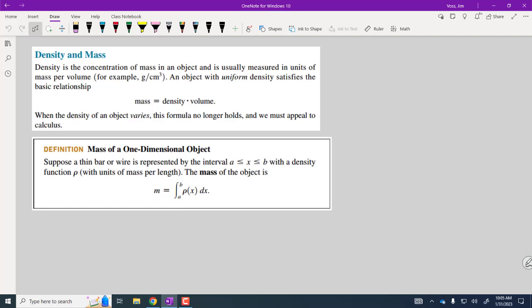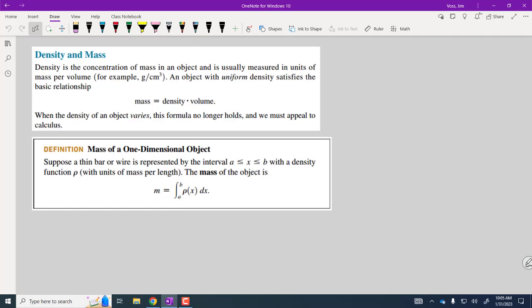So if you have an object, whether it's a solid, a plane region, or a wire, and that density is not constant, you can't use our basic formula that mass divided by volume gives density. You can't use that if there's a variable density situation. So in that case, that's when we integrate.